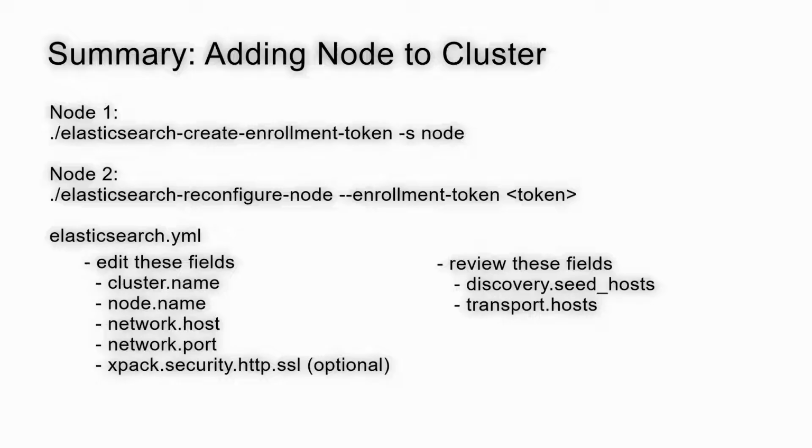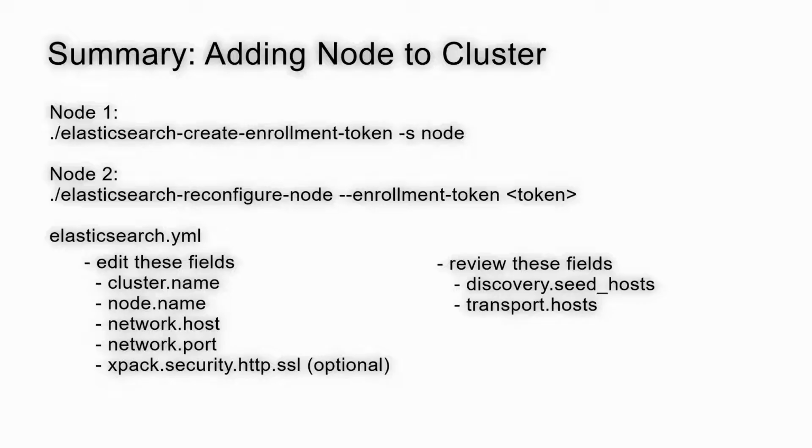Now that node 2 is up, let's summarize what we did to make it a part of the cluster. First, on node 1, we ran the elasticsearch-create-enrollment-token -s node command, and that gave us a token. We took that token over to node 2 and ran the command elasticsearch-reconfigure-node --enrollment-token, and we gave it the token. This command edited our elasticsearch.yml file, and it also generated some self-signed certificates that will allow node 2 to connect to the cluster.